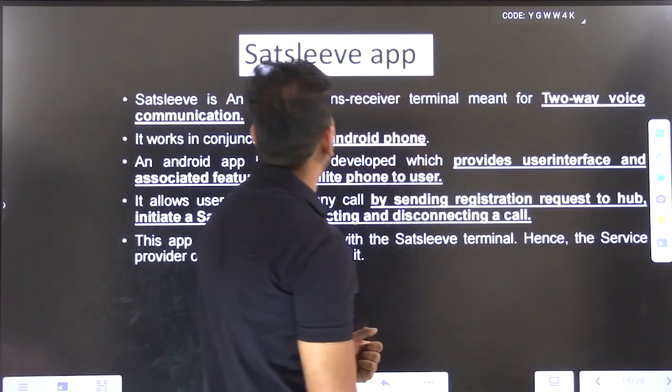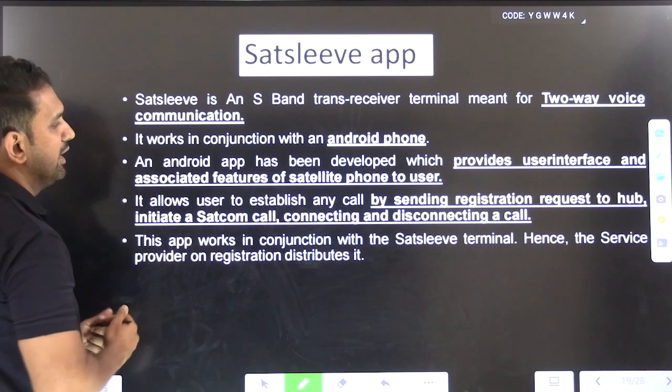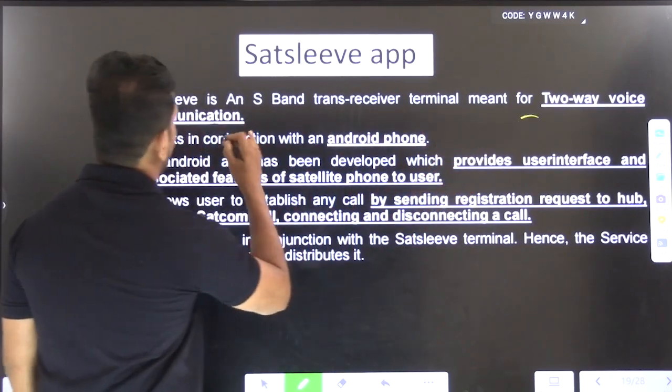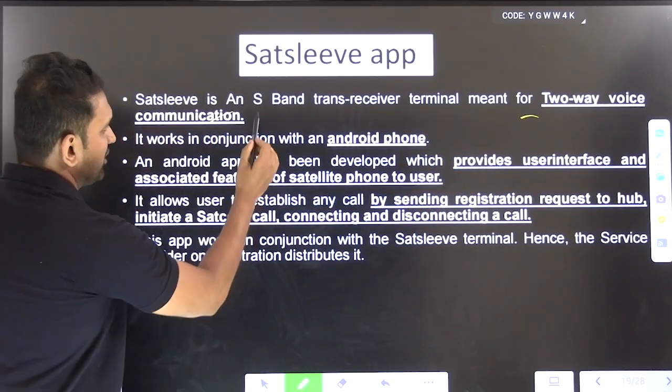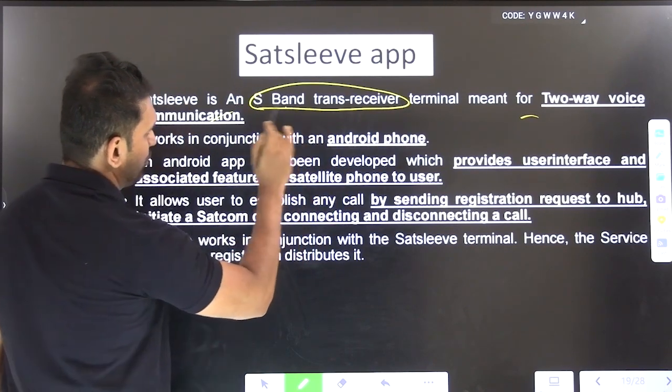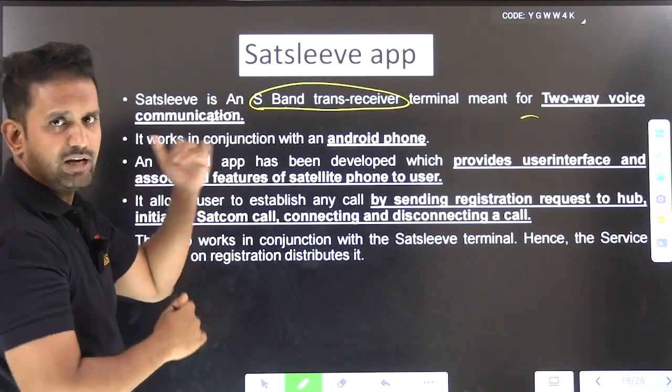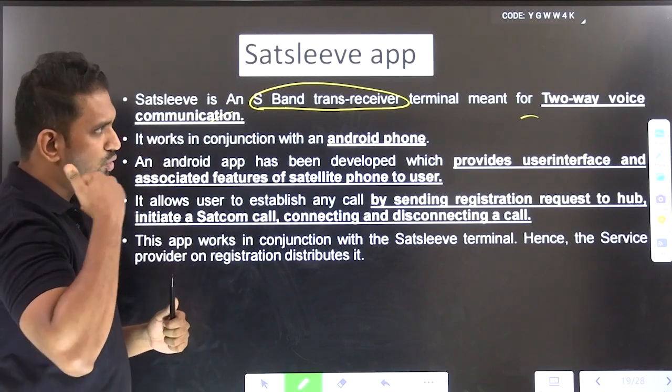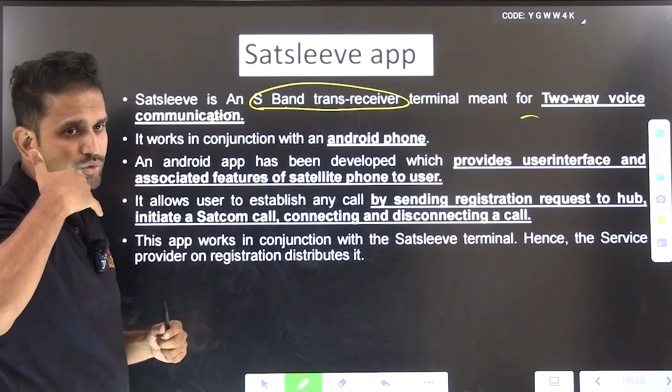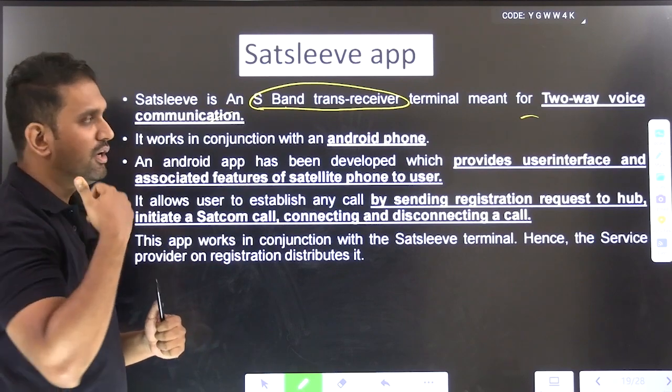Then the last one we have is the Sat Sleeve app. Again, what is it? Two-way voice communication. You can talk. An S-band receiver is there. Through the S-band, with the help of that, you can get two-way voice communication. You can talk to your parents or family members or anybody else.